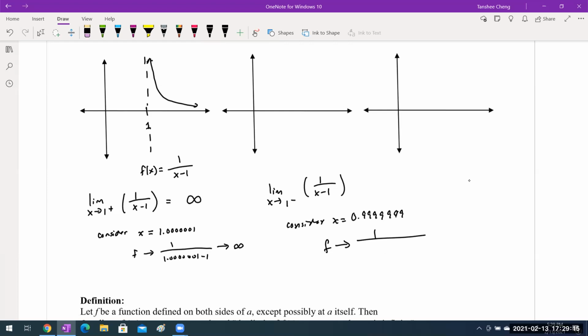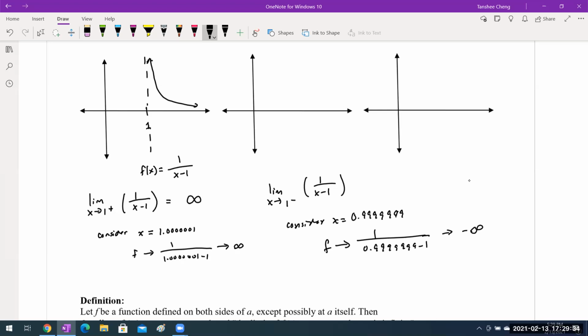So that is 0.9999999 minus 1. And you can see that it will be a very, very tiny negative number right here. So 1 divided by a very tiny negative number, that will give me what? A negative infinity, a very large negative number.